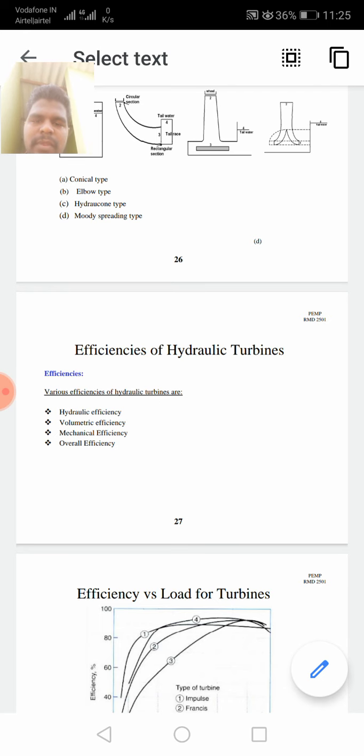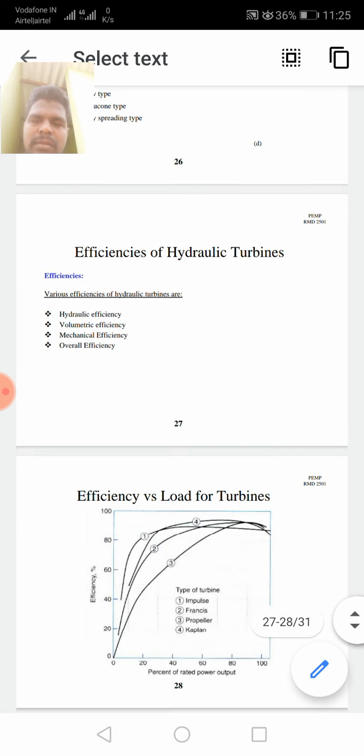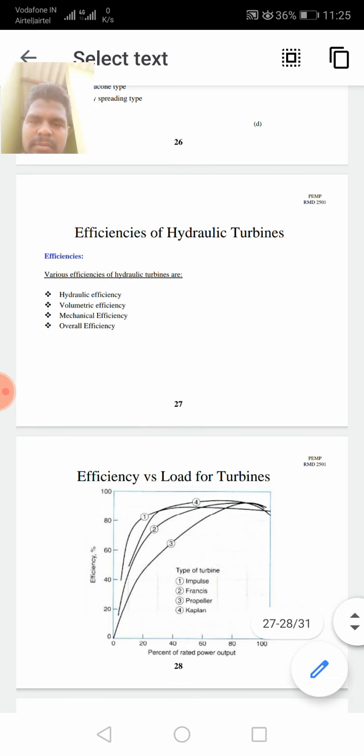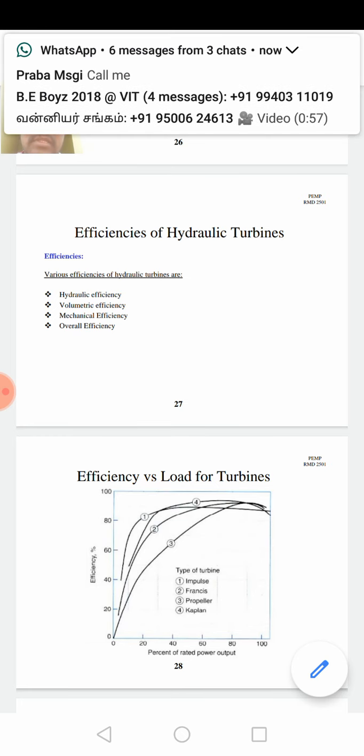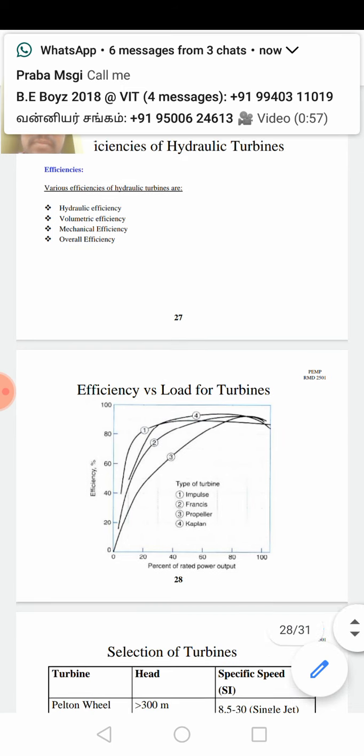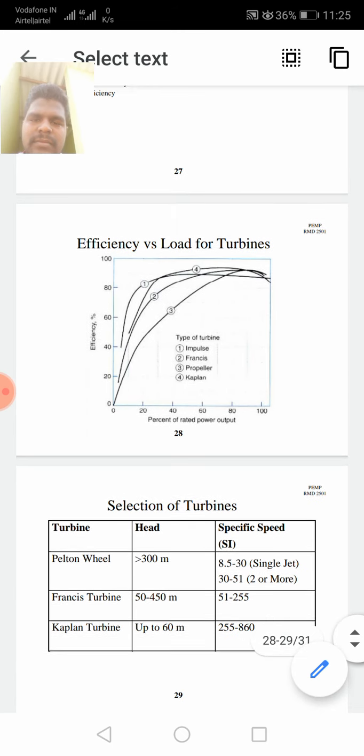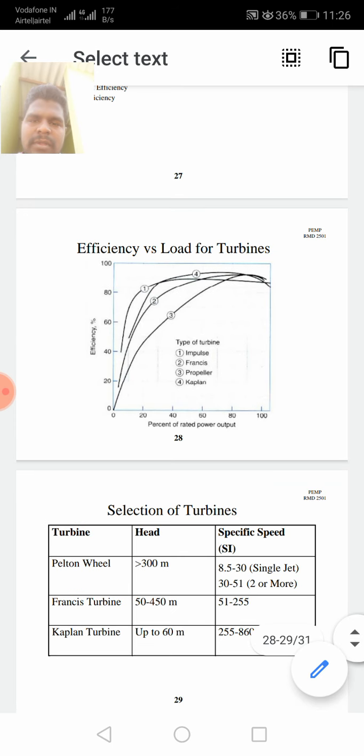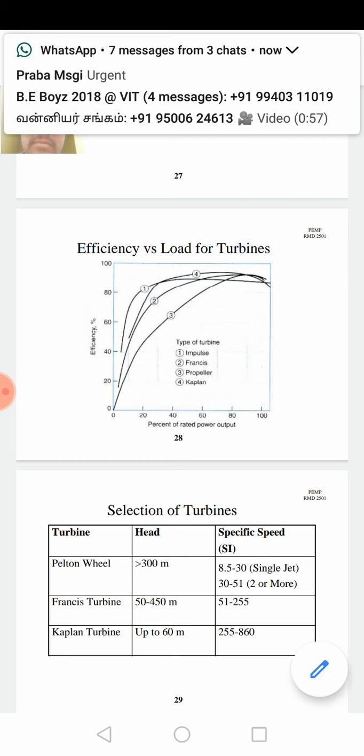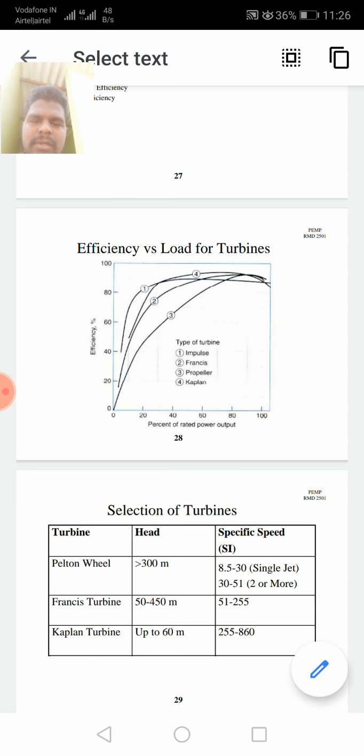Efficiencies of hydraulic turbines. There are four various efficiencies of hydraulic turbines: hydraulic efficiency, volumetric efficiency, mechanical efficiency, and overall efficiency. In this slide, we can see efficiency versus load for turbines. First one, Impulse, Francis, Propeller, and Kaplan.